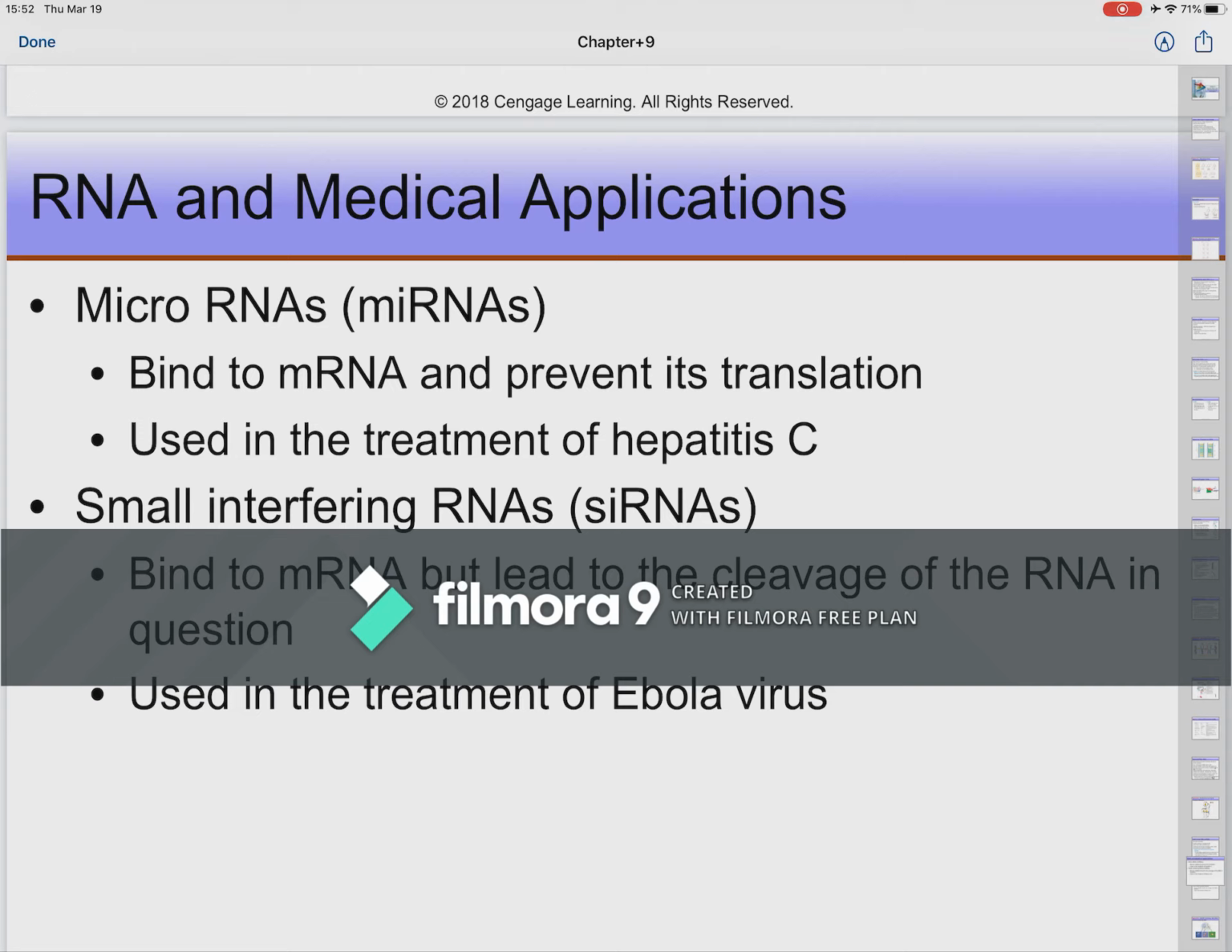MicroRNAs, also similar to the small interfering RNAs, bind to mRNA and prevent its translation. Small interfering RNAs have an additional feature. They cleave the RNA. So this has been used in the treatment of Ebola virus. They use these small interfering RNAs to go and actually mess up the mRNAs that the Ebola virus needs to replicate. So that's pretty neat.